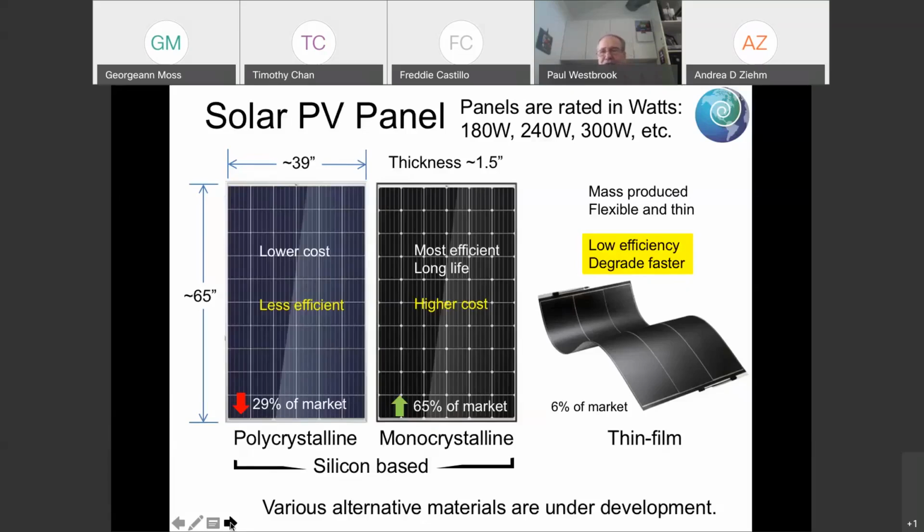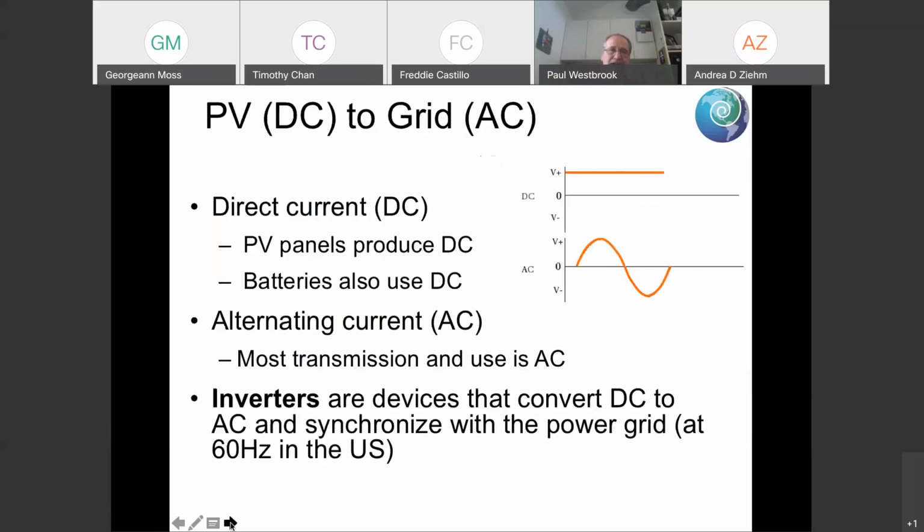The third type is a small percent of the market right now, but there's an awful lot of activity in various material science classes going on for thin film type panels. You can see they could be made flexible. They're almost like printed, mass printed. So those are three different types, and you'll see them rated at the top. You see I have 180 watts, 240 watts, 300 watts. That will be the DC power rating of a panel. So DC, I just mentioned, that's direct current.